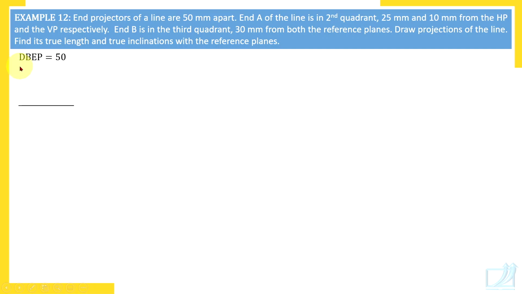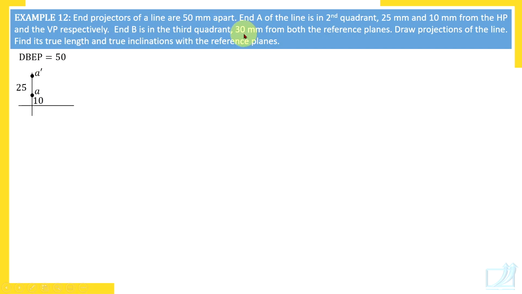What is the information? Distance between end projectors is given, 50. End A is 25 millimeters and 10 millimeters from HP and VP respectively. It's already given that end A is in second quadrant, that's why you should measure these two distances above XY line. So check A dash and A both above XY line. What do you mean by that? Point A is in the second quadrant.